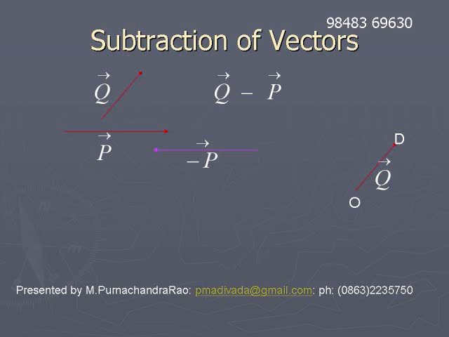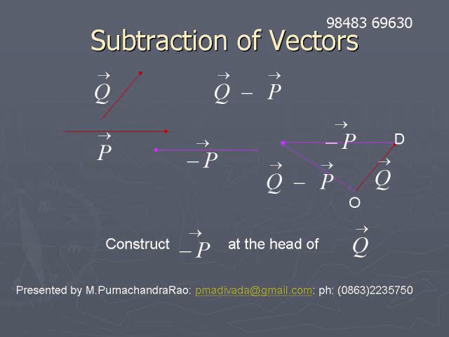The vector OD represents q bar. It has same direction and magnitude. O is tail, D is head of q bar. So at the head of q bar, attach the tail of minus p bar. So tail of minus p bar is constructed at D. Then the vector obtained by joining the tail of q bar and head of minus p bar is q bar minus p bar. Q bar minus p bar vector.